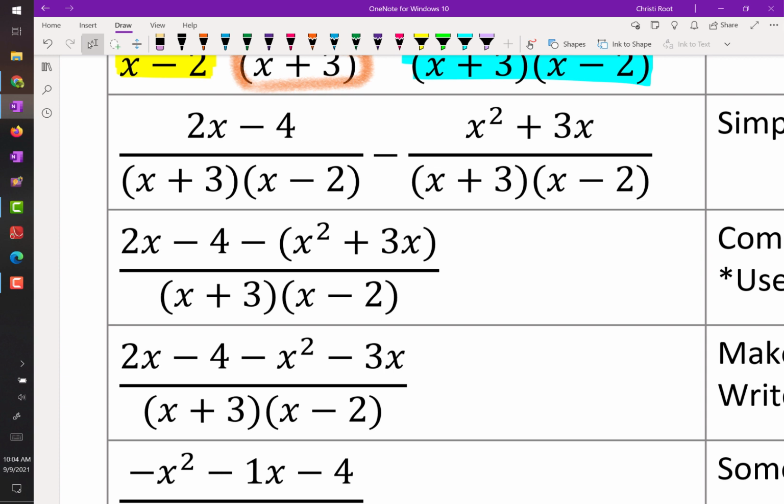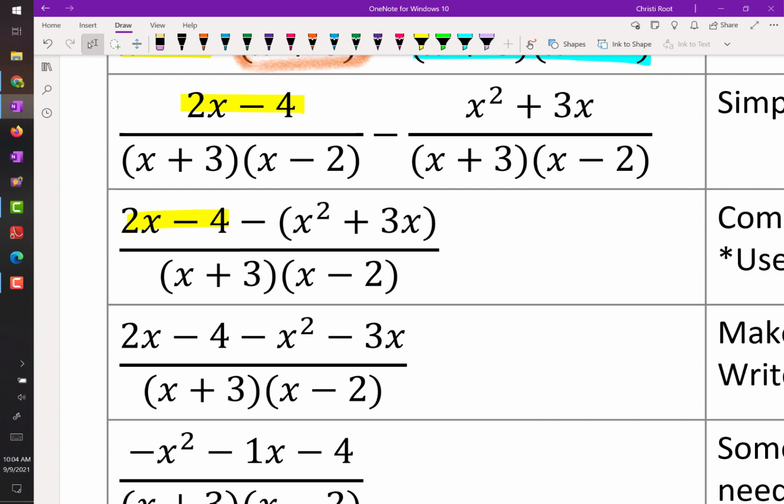So now what we need to do is we need to look at this, and we want to subtract the first numerator and the second numerator. Notice how I have 2x minus 4 right here, 2x minus 4, absolutely no changes. But you need to be very careful when you're subtracting. So you see this little minus sign right here? Watch how I wrote it. When I combined both fractions, I put a minus here, but then I put this group in parentheses.